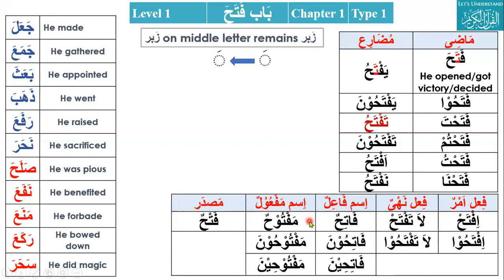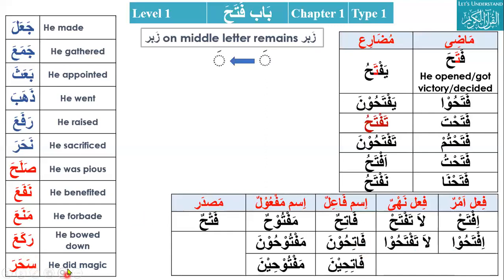Marku', marku'un, marku'in. Ruku' is the masdar. Raki', raki'un, raki'in is also used in the Quran: warka'u ma'a ar-raki'in. So irka'u is used: irka'u ma'a ar-raki'in, bow down with those who bow down.